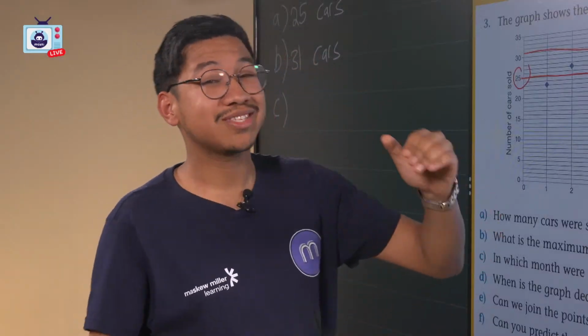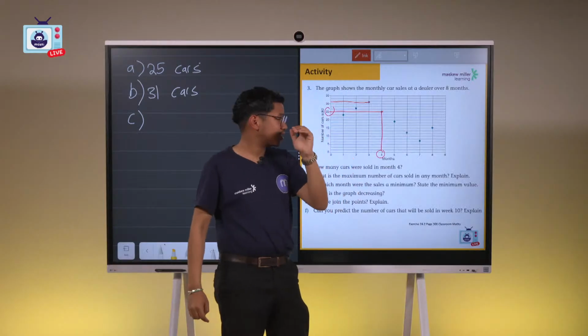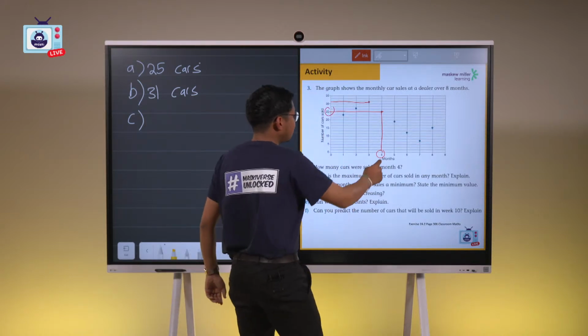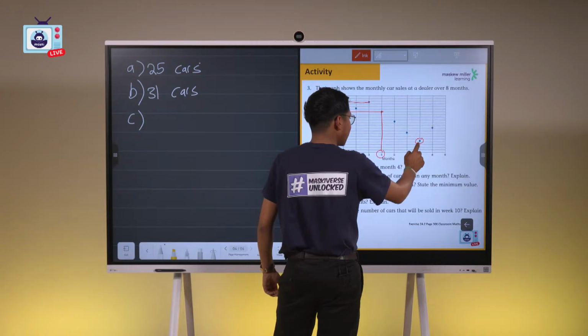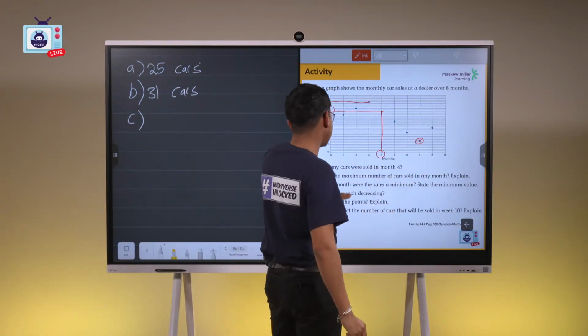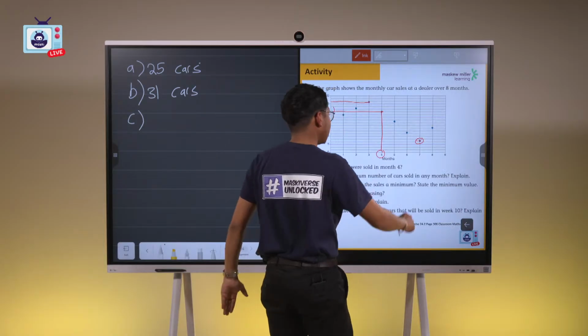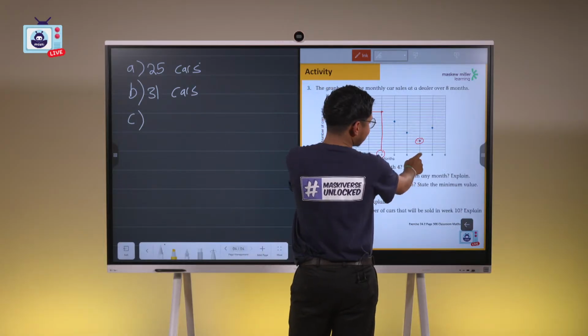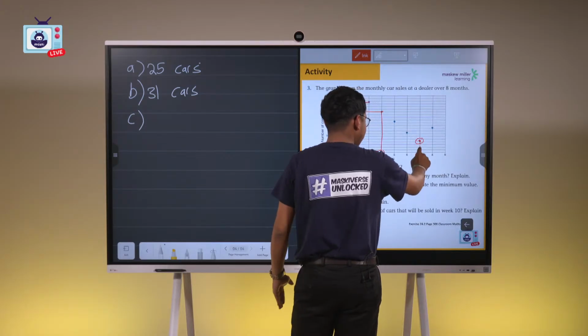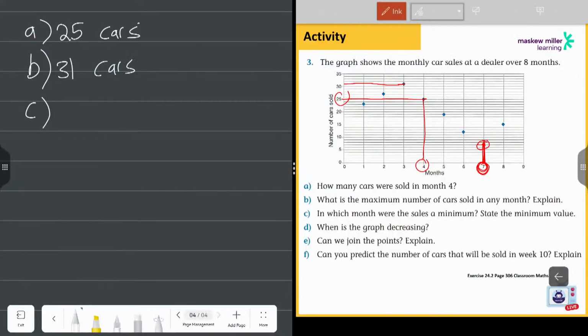So I'll look, what is the minimum point that this graph is reaching? The dependent variable. So the minimum is obviously here. And the question is actually asking us, in which month, right? So here, my month is represented by my independent variable, and it's very obvious here. It is month number 7. So my first part of my answer is month 7.